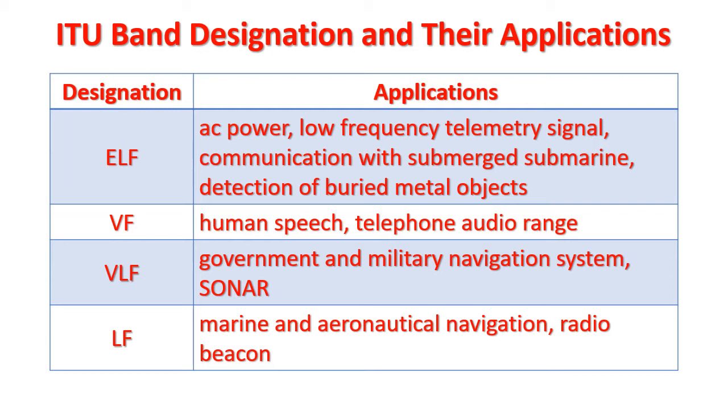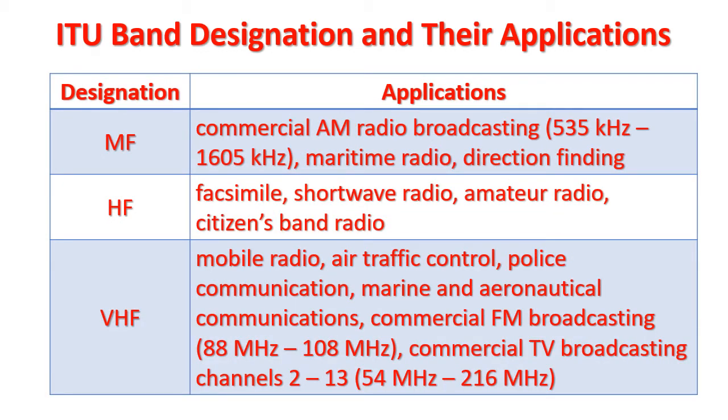For extremely low frequency, we have AC power, low frequency telemetry signal, communication with submerged submarine, detection of buried metal objects. For voice frequency, we have human speech, telephone audio range. For very low frequency, there is the government and military navigation systems and sonar. For low frequency, we have marine and aeronautical navigation and radio beacon. For medium frequency, we have commercial AM radio broadcasting. It ranges from 535 kHz up until 1605 kHz. And then the maritime radio. Next is the direction finding.